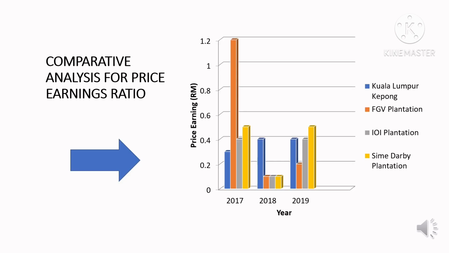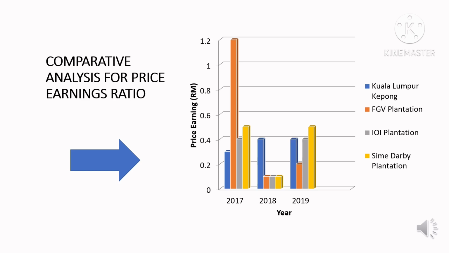Based on the bar chart graph for comparative analysis of price earning ratio, FGV Plantation has a higher price earning ratio in year 2017. But in year 2018, Kuala Lumpur Kepong has the higher price earning. In year 2019, Sime Darby is the higher. It means that a higher price earning usually indicates positive future performance, and investors are willing to pay more for this company's shares.